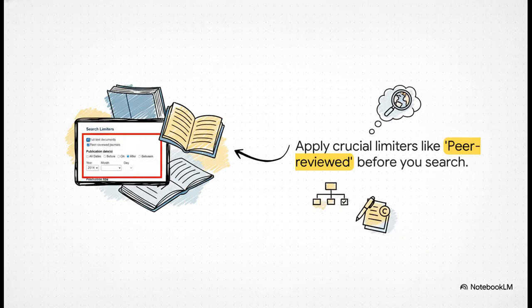And check this out. This is a massive time saver. Before you even hit search, you can apply limiters. If your professor needs peer-reviewed articles, just check this box. Need sources from the last 5 years? You can set that right here. You're cleaning up your results before you even see them.